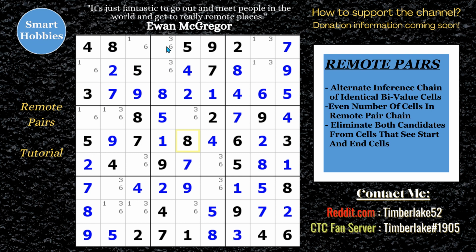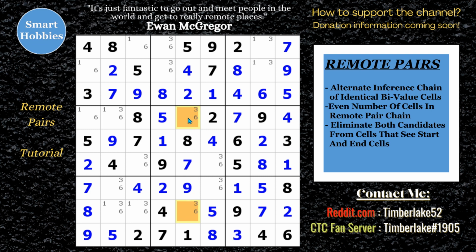So in this case, what's neat about this is you have a lot of options for remote pairs. You'll probably notice pair-wise, there's 1s, 3s, and 6s. But the one that's most prevalent is the 3 and the 6. So something I keep in mind, it's obvious, but I didn't mention before, is that I say remote pairs are the same candidates, and it's an even number.